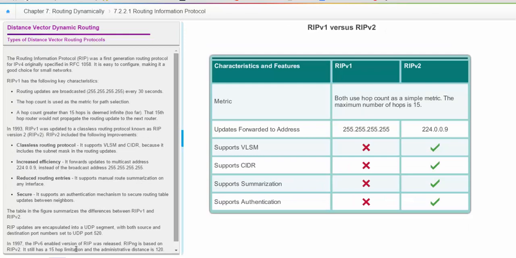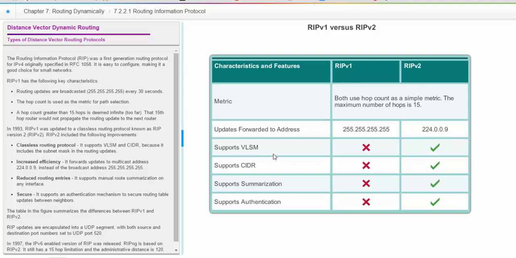Let's look first at RIP v1 versus RIP v2. Remember, RIP v1 is the legacy RIP protocol. Both use hop count as a simple metric, and the maximum number of hops allowed with the RIP protocol is 15. If it's going to go beyond 15 hops, it's going to drop it. It updates and forwards to addresses. For RIP v1, it's going to go out as the broadcast 255.255.255.255. With RIP v2, it's going to use a multicast of 224.0.0.9.